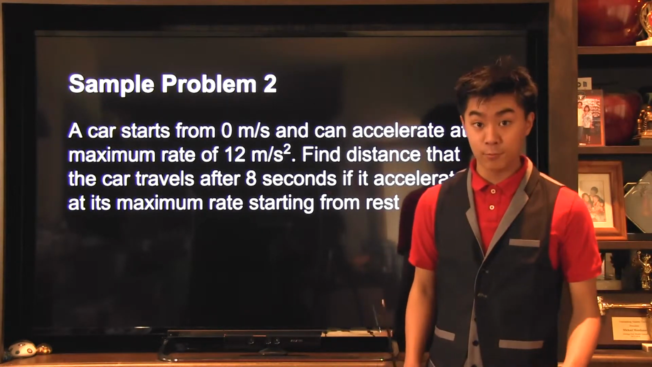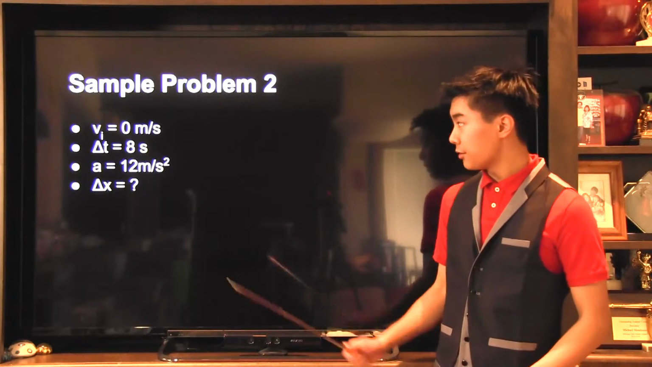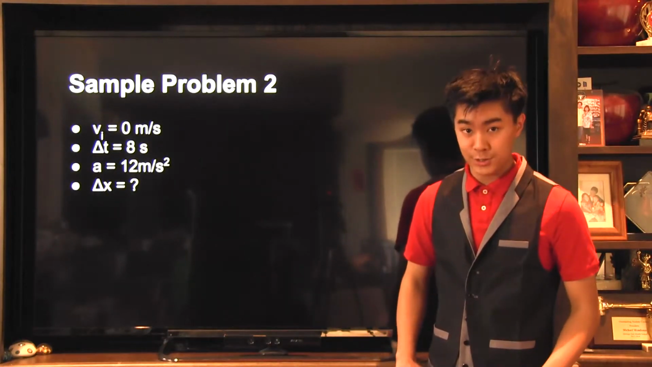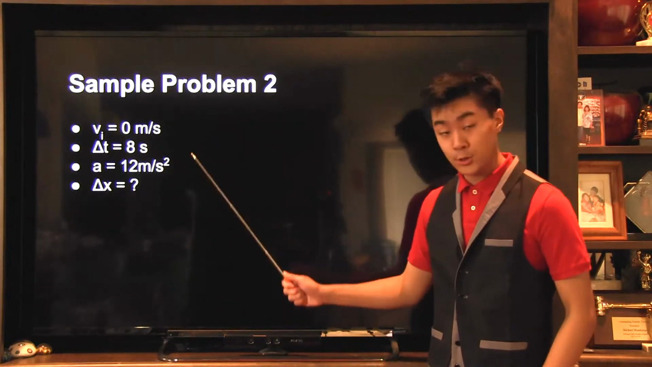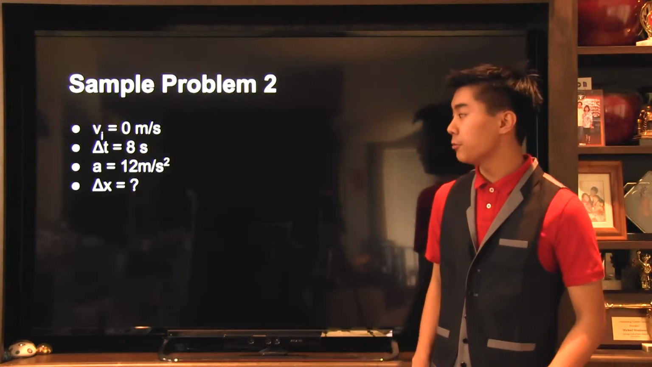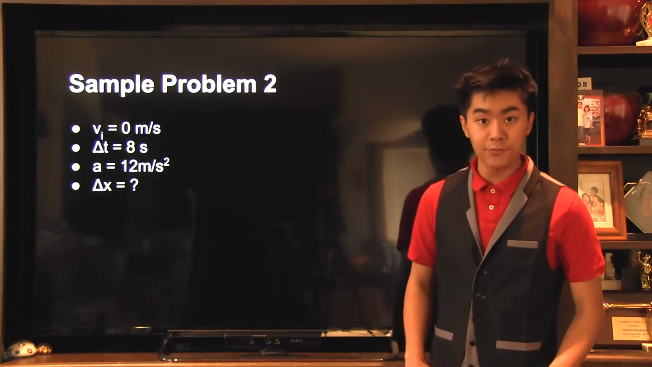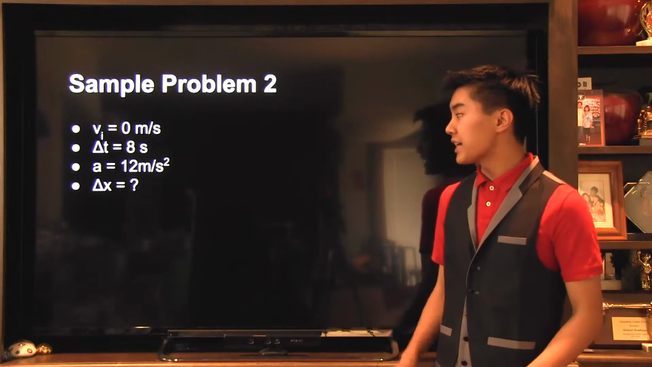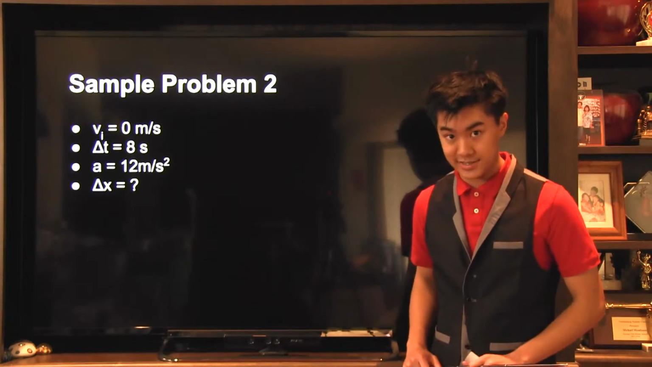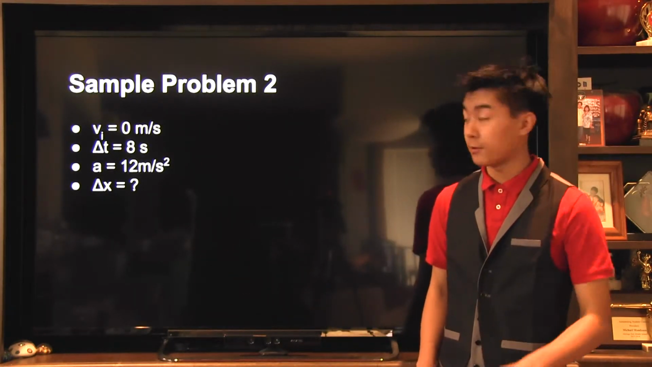Alright, let's start from what we know again. We know the initial velocity is 0 meters per second. We know that the change in time is 8 seconds. And we know that the acceleration is 12 meters per second squared. We are tasked with finding the change in distance. Alright, let's have our equation now.